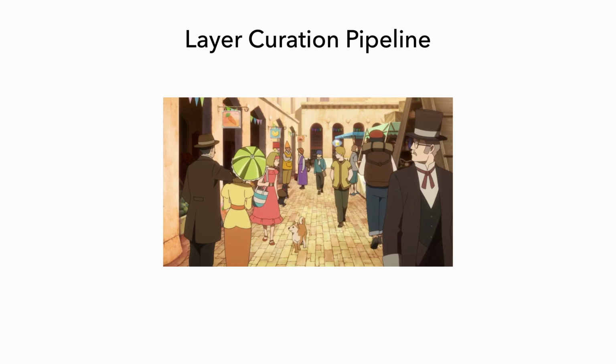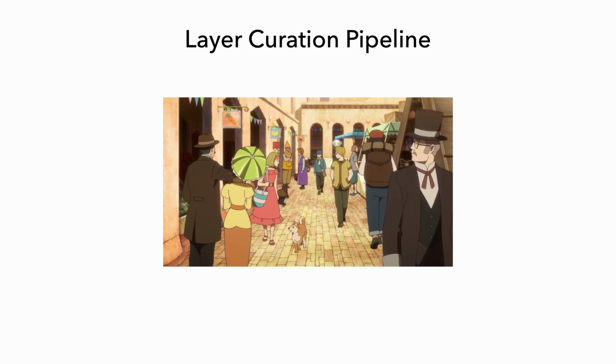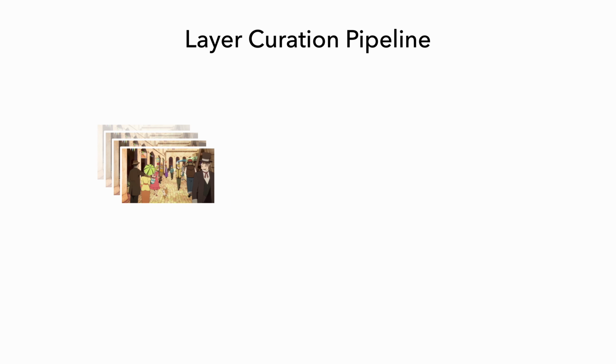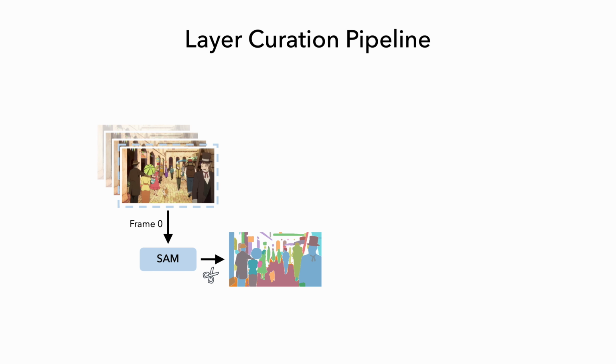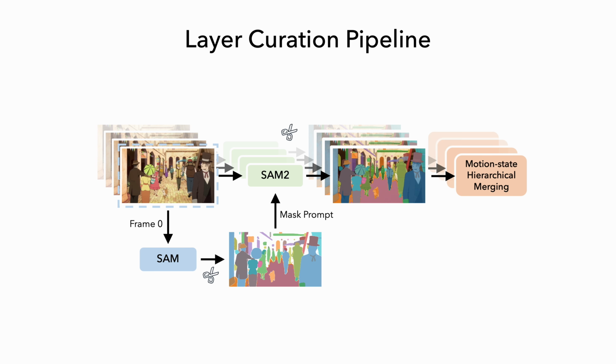Here we present a clip from an animation as an example to introduce our layer curation pipeline. We employ SAM to segment the element masks in the first frame of the clip. Then these masks serve as prompts, which are then propagated to successive frames using SAM2, forming temporally continuous masklets. To address the over-segmentation issue, we introduce motion state hierarchical merging to merge these masklets based on their motion states, which are estimated by averaging optical flow across the temporal dimension.